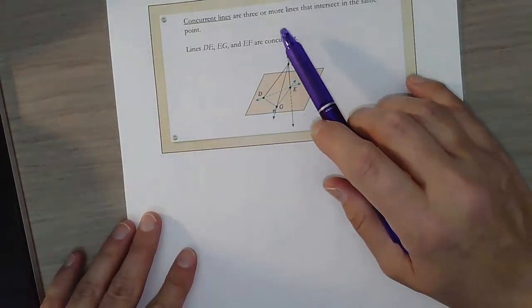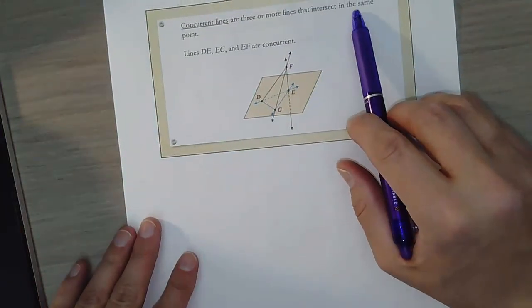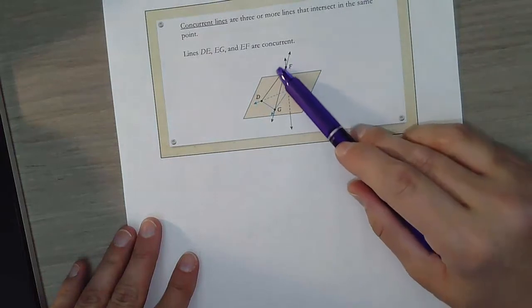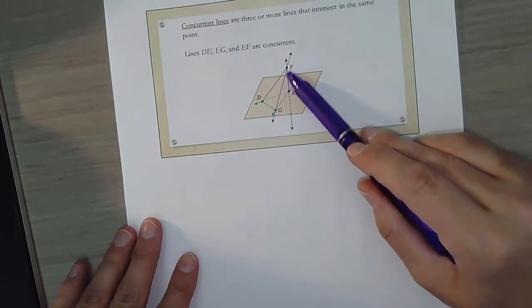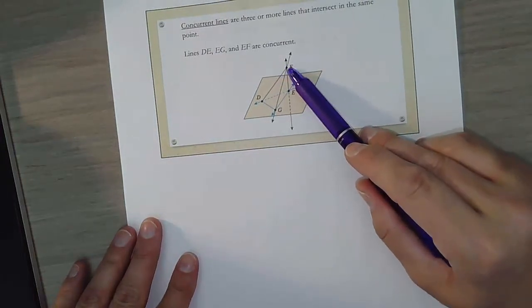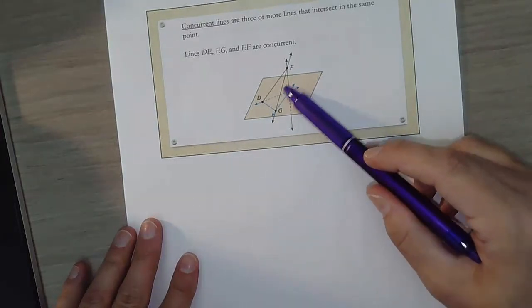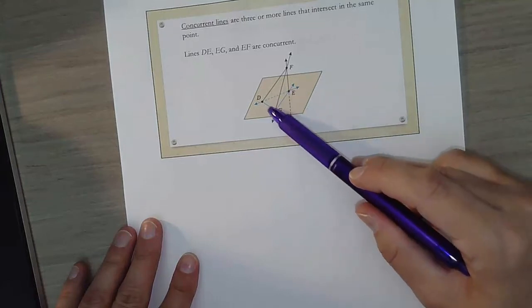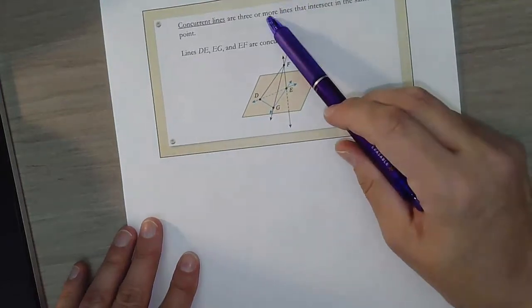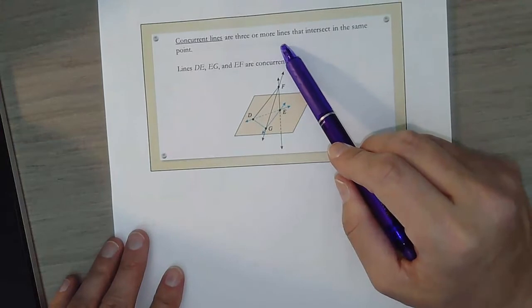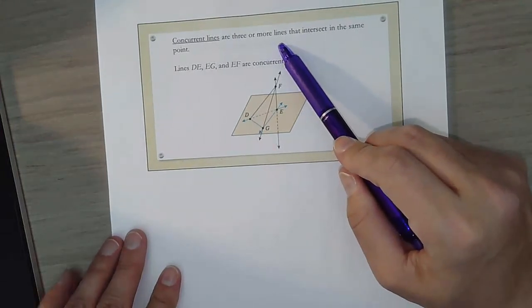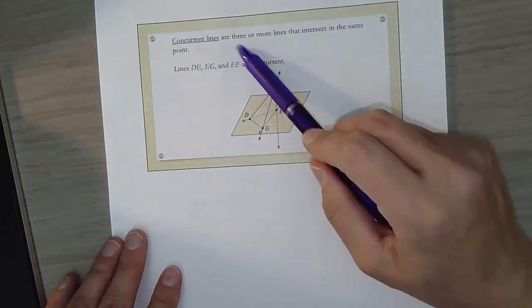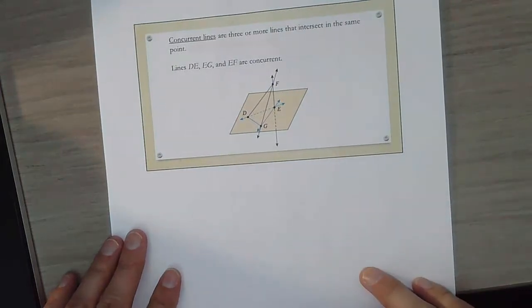Concurrent lines are three or more lines that intersect at the same point. So, like, concurrent lines are these three lines because they all intersect at F. Concurrent lines here would be all three of these lines, all three of these lines. You have to have three or more lines to be concurrent. Not just two, but you have to have three lines to be concurrent.